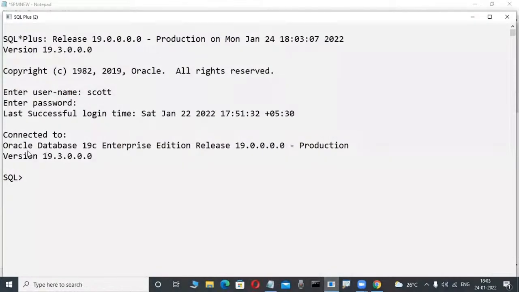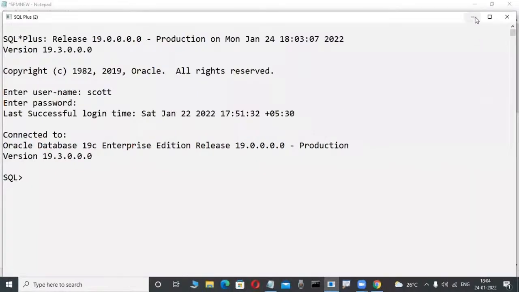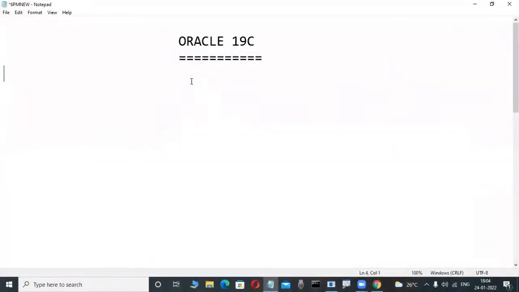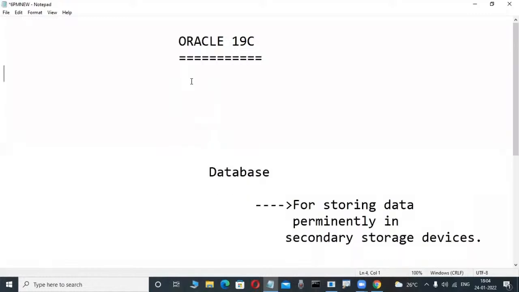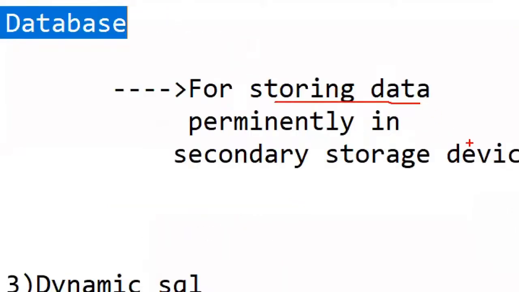Oracle is a product from Oracle Corporation. What type of product is that? A database product. What is the purpose of database products? Whether Oracle, SQL Server, or DB2, so many products are there. What is the purpose of these database products? For storing data, permanently in a hard disk, in secondary storage devices. But not only storing the data permanently, but also retrieving the data efficiently.